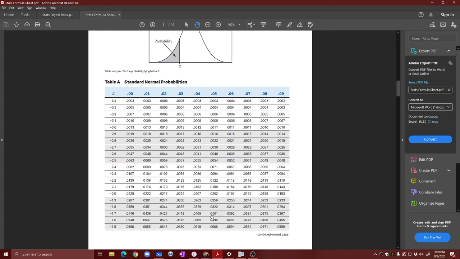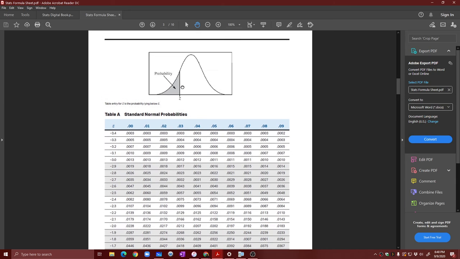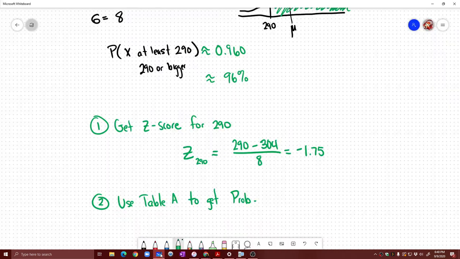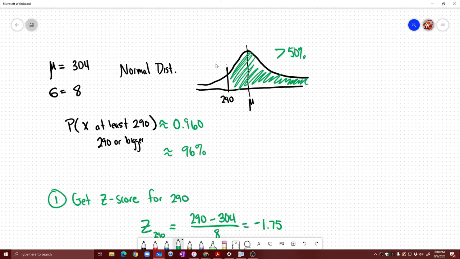Notice I look at this number, and it says 0.0401. But wait a minute, that's not the number that we got from the calculator. What is this number reporting? That's what this picture up here is for, to remind you that the number in the table is reporting this part of the graph. That's not the part of the graph that I want. This is why we draw the sketch at the beginning. When I refer back to my sketch, I see I don't want that. I want the other side.